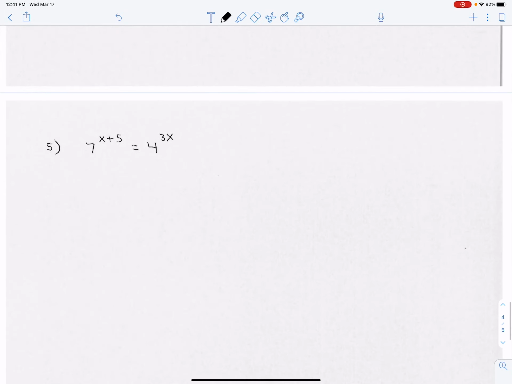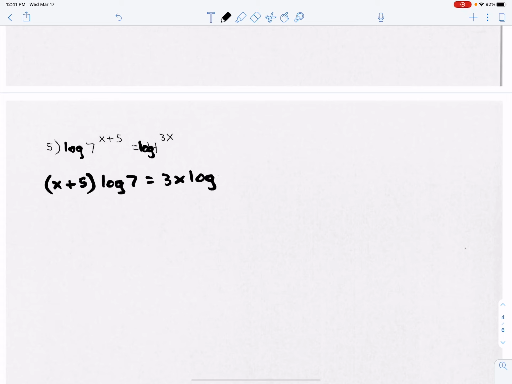Okay, this is a more complicated problem. All right? Because we have a variable in each exponent. So again, I can't get the bases the same, so I'm going to take the log of both sides. So we have not x plus 5, but the quantity x plus 5 times the log of 7. And that'll be equal to 3x times the log of 4. Okay, now here's the difficulty. Notice we have x's on each side.